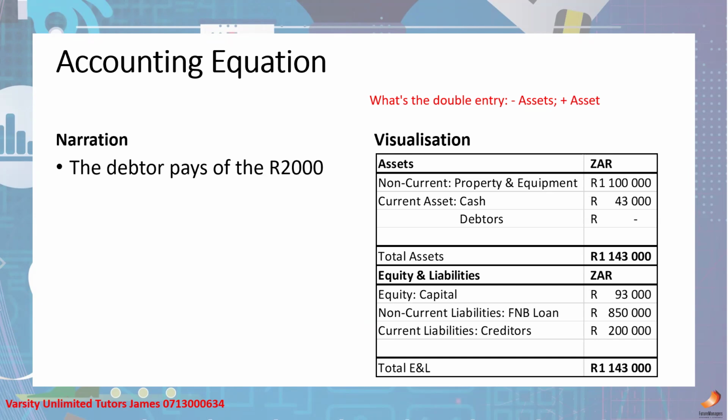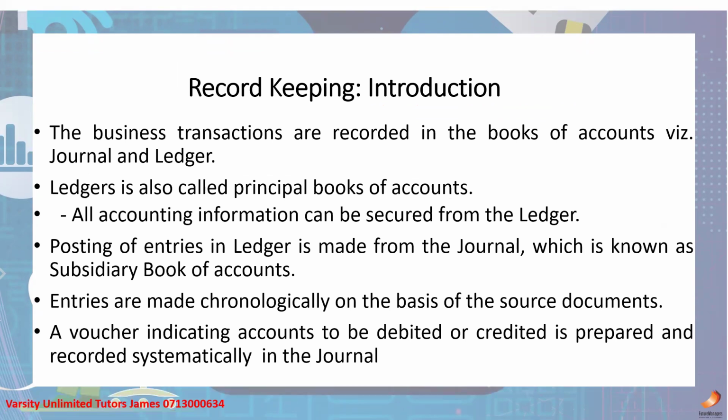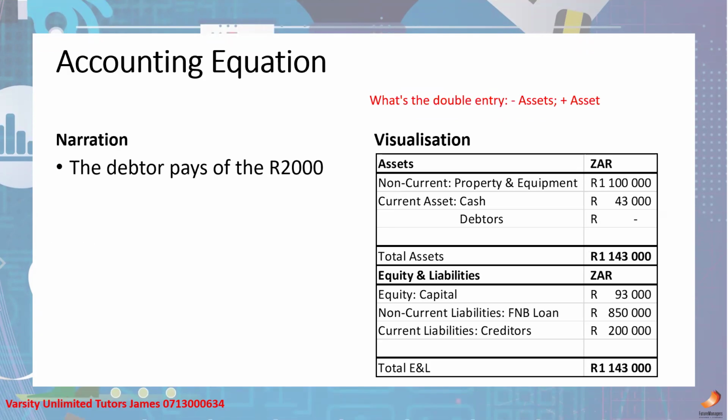The debtor, the person who owed you money, decides to pay. What does it mean? It means the asset of the debtor is reduced, but the asset of cash is increased at the end of the day. So that is what we talk about when we are talking about the accounting equation and the effect of different transactions on the balance sheet or on the value of an organization. Right? So that's the basic stuff.